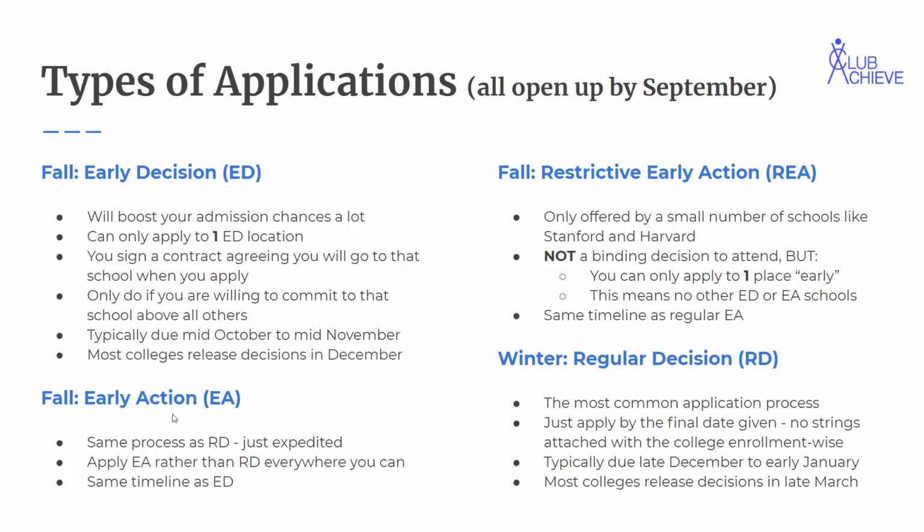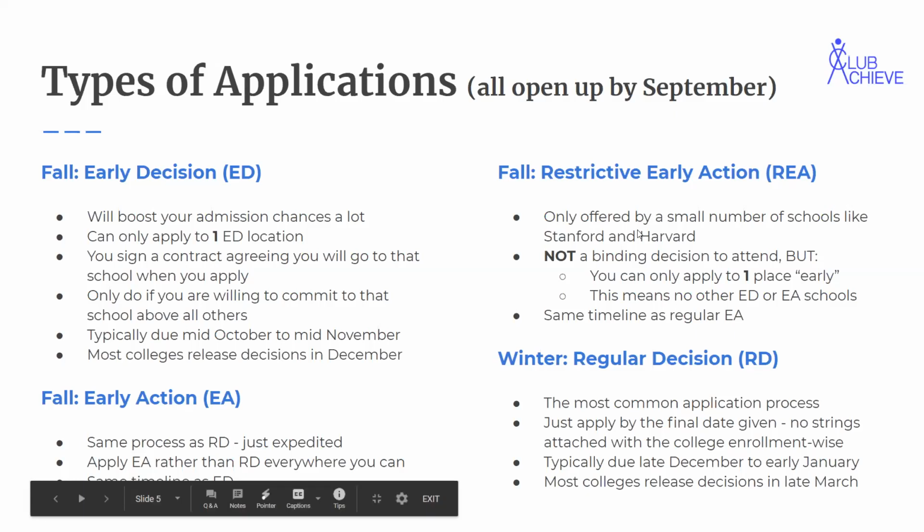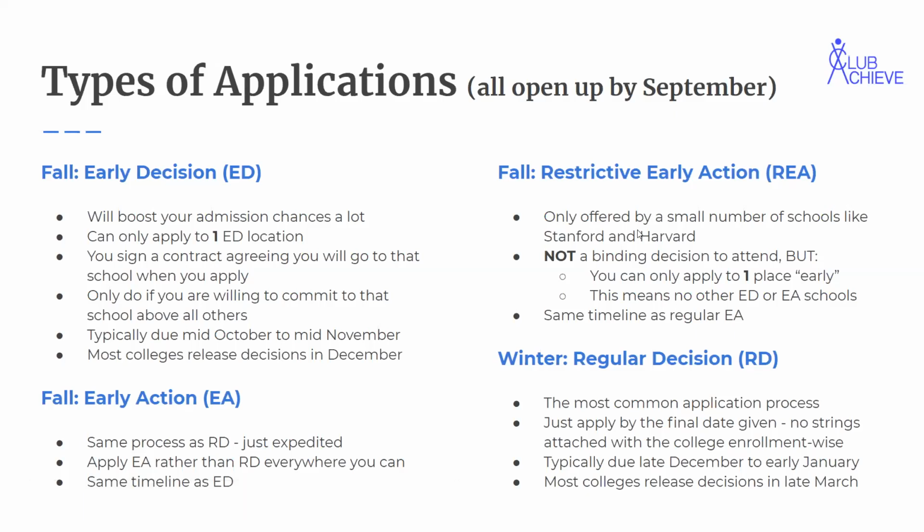There are 2 other options that are early. So I'm going to talk about restrictive early action and then early action. Restrictive early action basically is right around the same time in the fall. And it's not a very common option, so you might not have heard of it, but there are some schools that only allow you to apply early to them and not to any other place. So like you can't do early decision or early action. You can only apply to that school as like an early school.